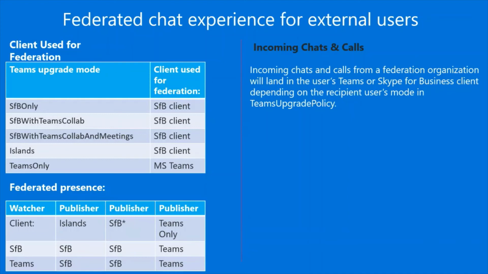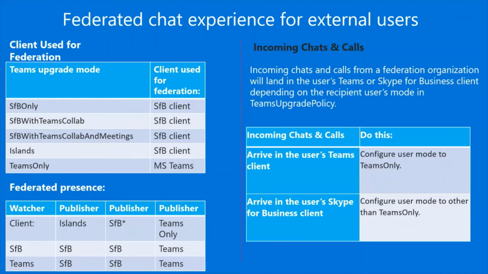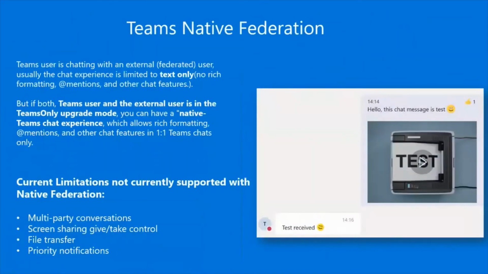The third table on the right shows the incoming chat and calls behavior. If you wish to have messages from external users coming into the Teams client, then you have to set Teams only mode, or if you wish to have messages in the Skype for Business client, then you have to set a mode other than Teams only. So in Teams only mode, all the incoming chats and calls would be in the Teams client. If you have any mode other than Teams only, Skype for Business would be the primary client for incoming chats and calls in case of federation.